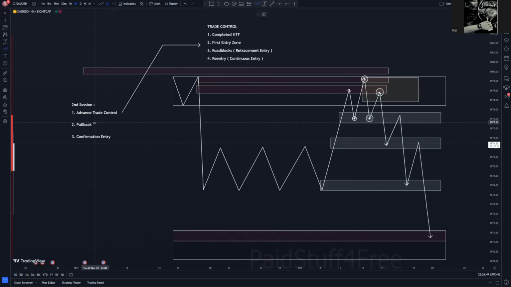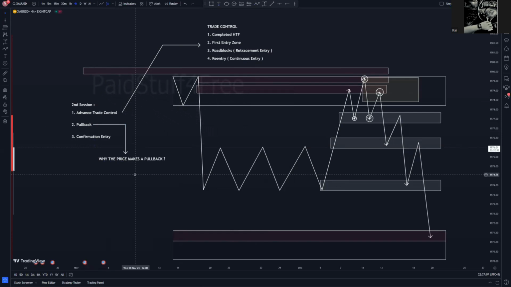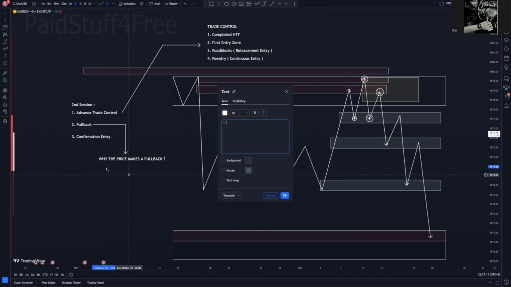Okay, about the pullback. There is a question that we're going to answer, which is why the price makes a pullback. So we need to answer this question, all right? The reason why the price makes a pullback, number one, is because of the opposite zone. The second one is because of the candle closing, all right?